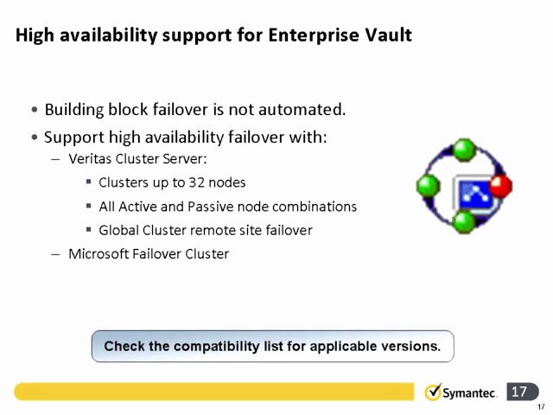Enterprise Vault will fit into a Veritas cluster server environment, and the Veritas cluster server supports up to 32 nodes. We can set those nodes up in different combinations of active and passive. We also can specify a global cluster remote site failover capability. If you do not wish to use the Veritas cluster server, we can also use the Microsoft failover cluster environment.